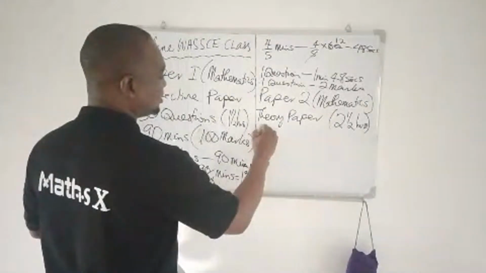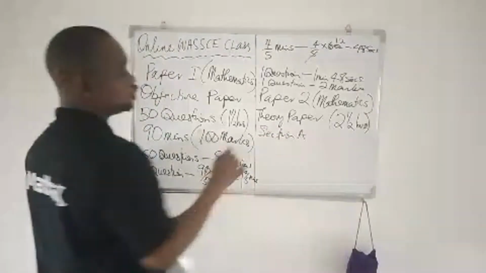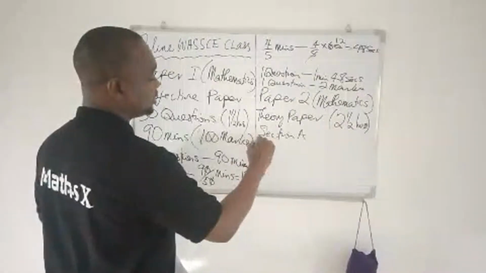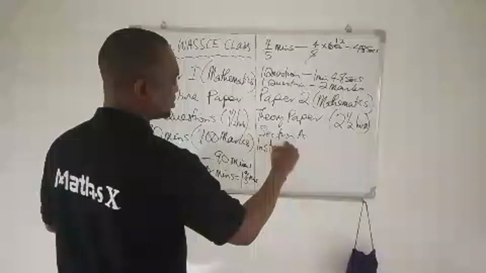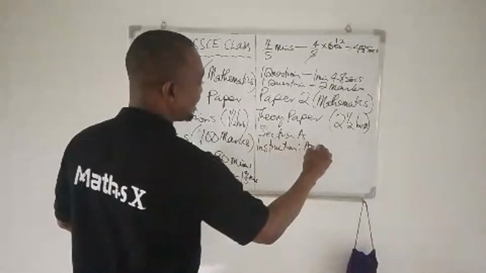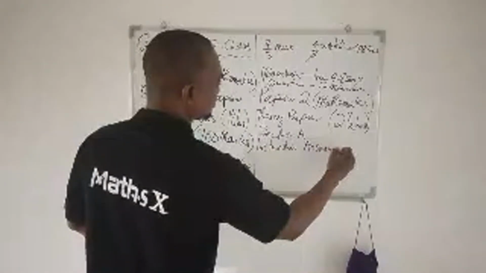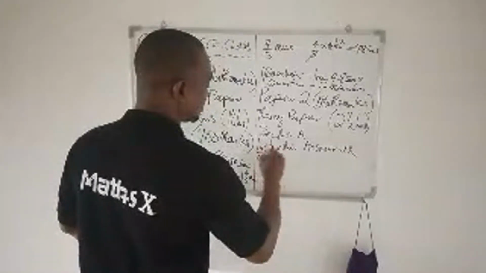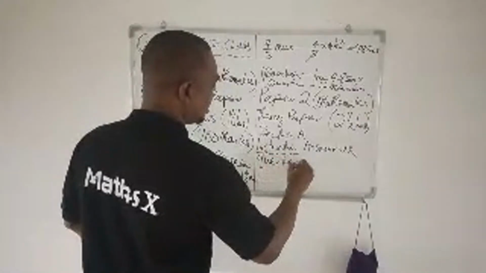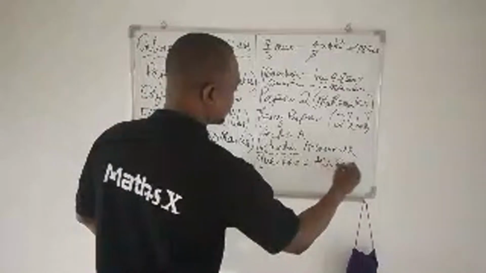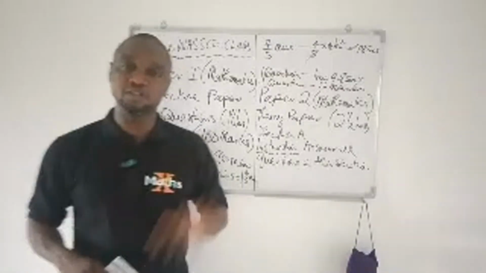So for the section A, the instruction, let's put that down. The instruction is answer all questions. Answer all questions in this section. That's the instruction. Answer all questions in this section.